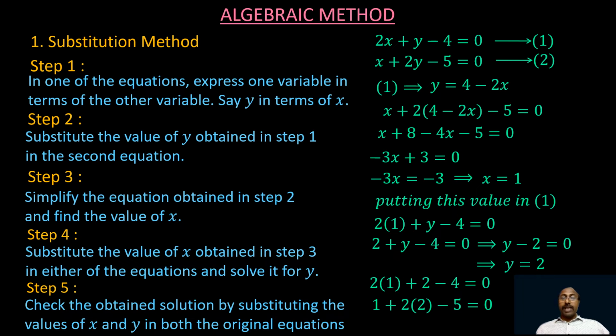So we solved the pair of linear equations in two variables by the substitution method in this procedure. First we express one variable in terms of the other variable, and after that we substitute that value in either of the given equations, and from that we get the value of the other variable. Okay, so let's see what the elimination method is.